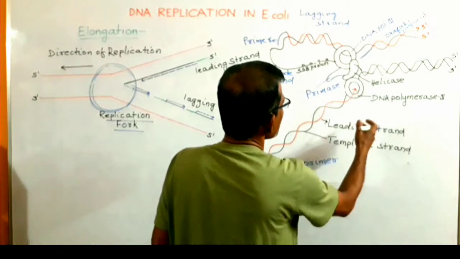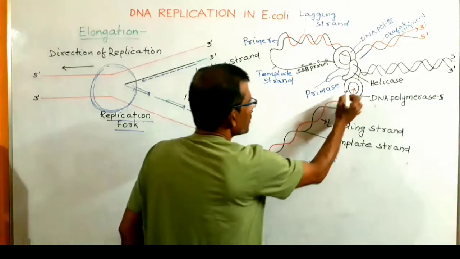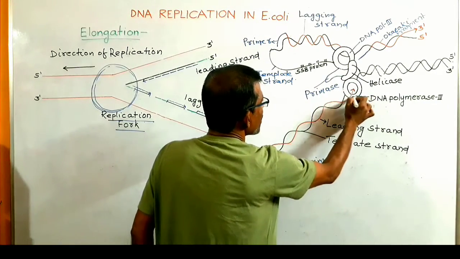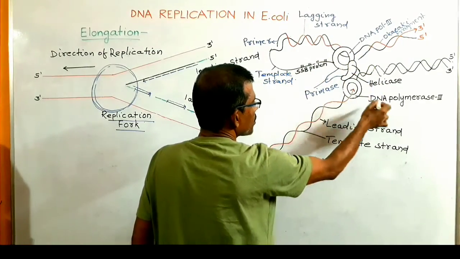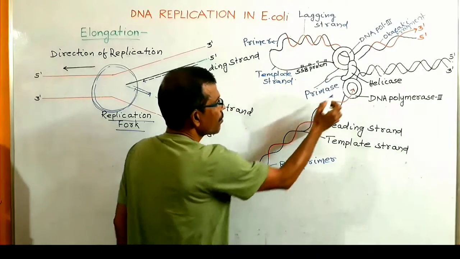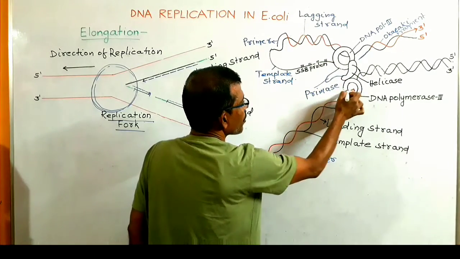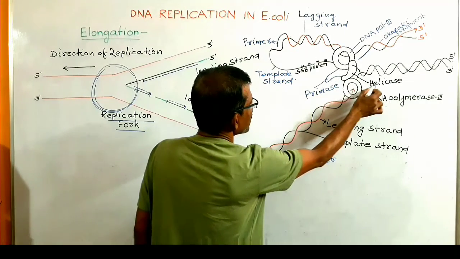Friends, in this diagram, let us understand various structures that are present. These are the two DNA polymerase 3. These ring-like structures are two molecules of DNA polymerase 3. So it forms a dimer of DNA polymerase 3. And this is the enzyme helicase.